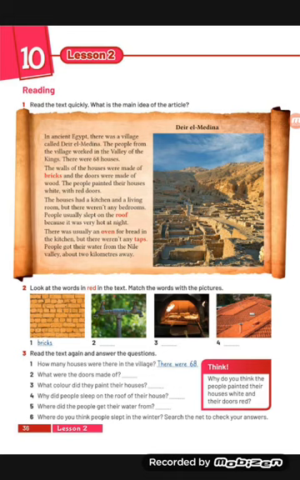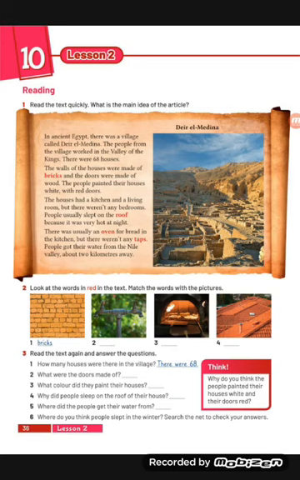Did you see the main idea of the article? Yes. It's about materials, different materials for building. Yes. And how are houses made in different parts of Egypt or different parts of your country?